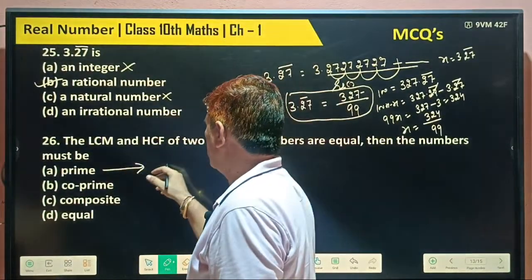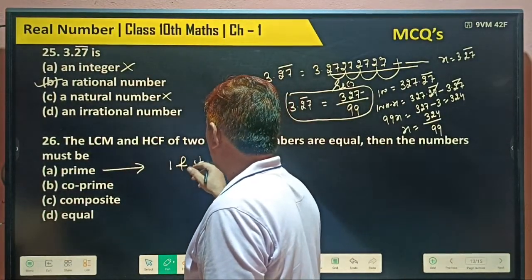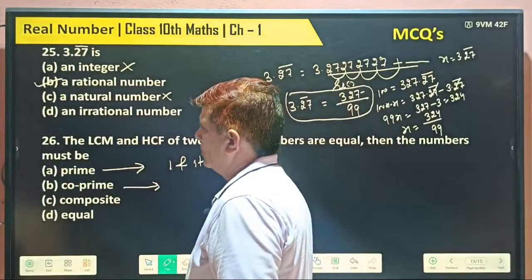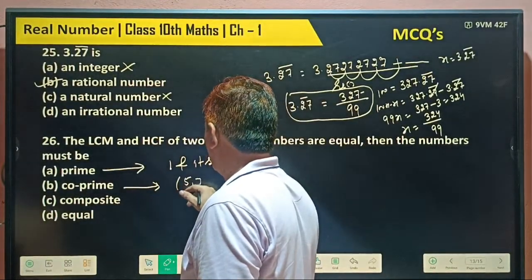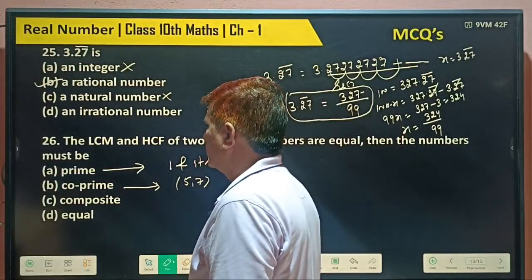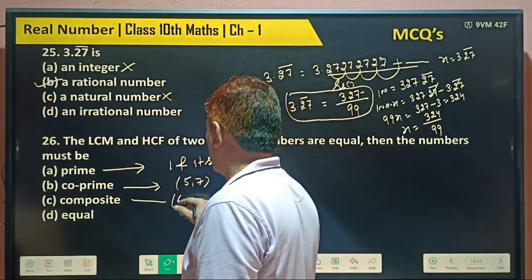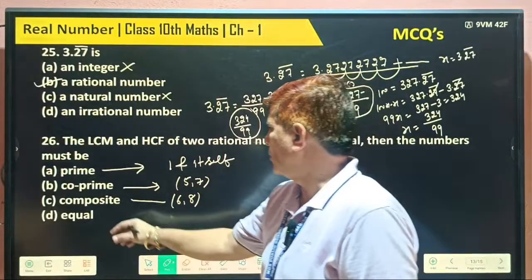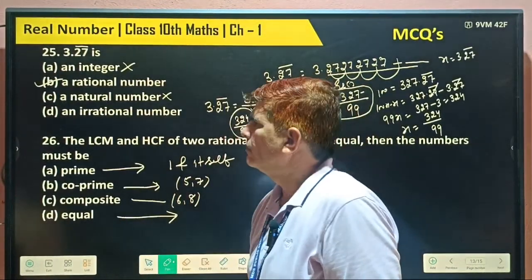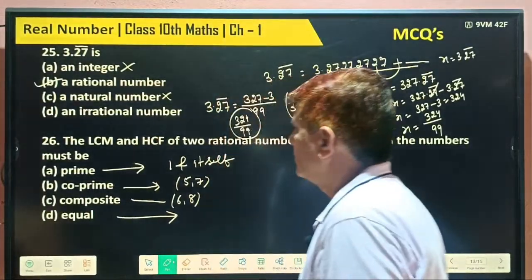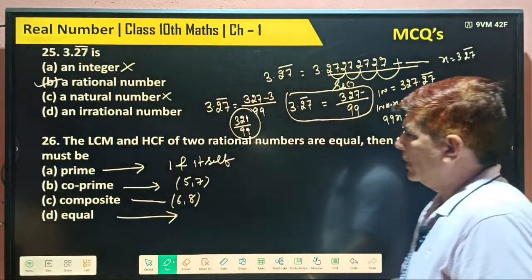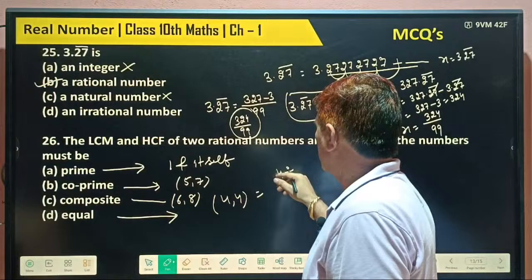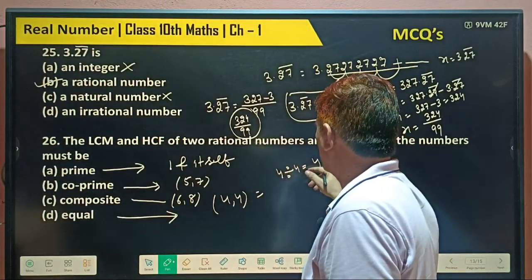Prime meaning which is divisible by 1 and itself. Co-prime, like 5 and 7, both co-prime. Composite, like 6 and 8, which have more than 2 factors. Equal, what's your answer? Equal meaning like 4 and 4. If LCM of 4 and 4, what's your HCF? 4, and LCM also 4.